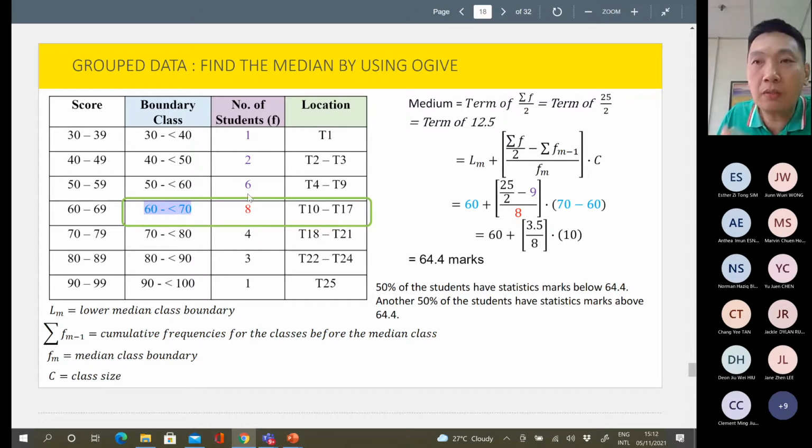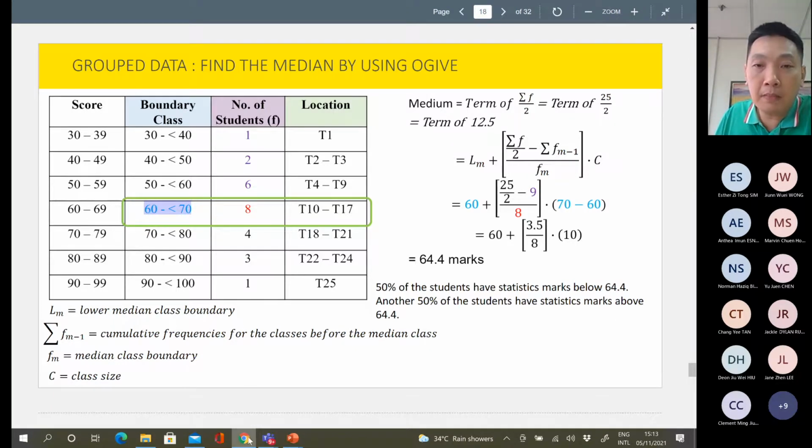So how to get the exact value? You use this formula to help. Simplify, and you get 64.4. Bear in mind, your answer for the median should be between this class boundary. Then if the question asks you to interpret the meaning, you can say 50% of the observed people, or in this case students, have a statistics score below 64.4, and the other 50% of the students have a statistics score above 64.4.